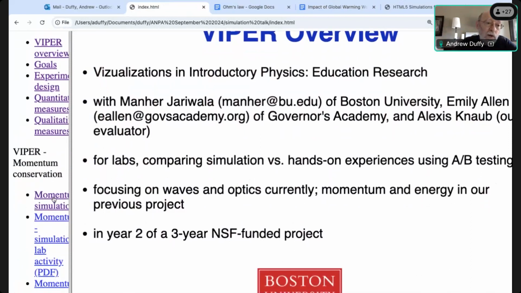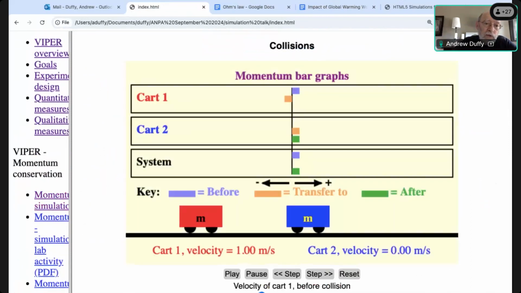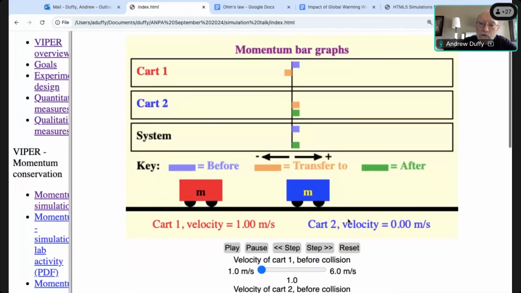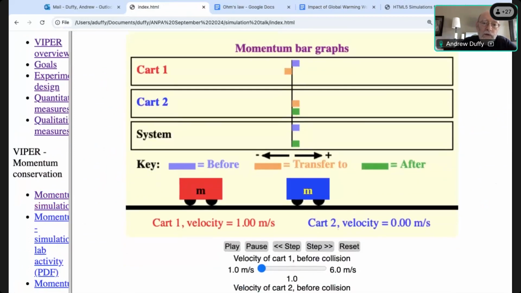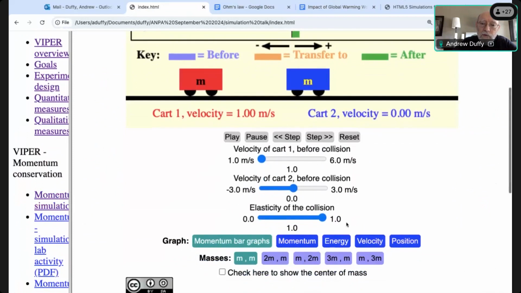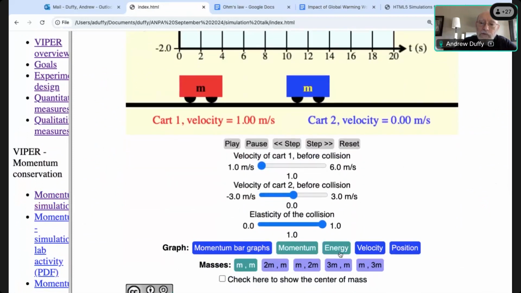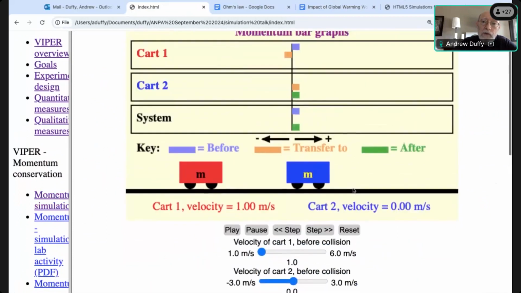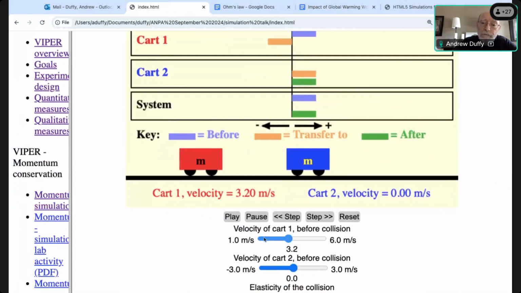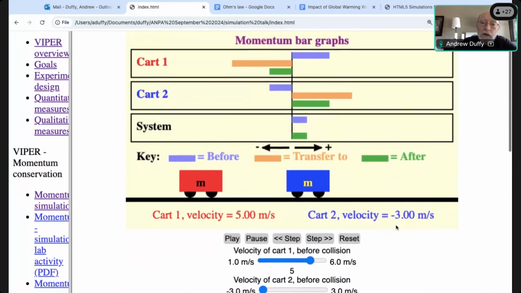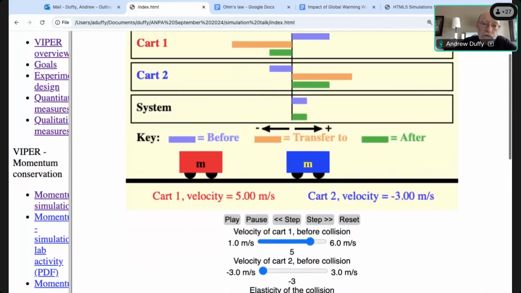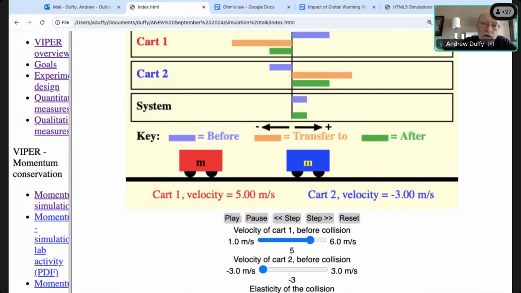And so we have a whole lab that's actually built around colliding carts. And so this is part of what the students interact with. And there are various things you can look at. You can look at momentum versus time, just a graph, or energy versus time, velocity versus time, position versus time. But I like this version, right? So here's momentum bar graphs, which means what? Let me just crank these numbers up so you can see some interesting things happening. Okay, and we can play this collision. Here we go.